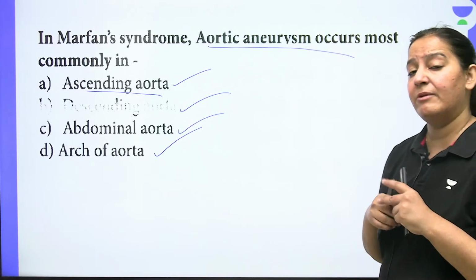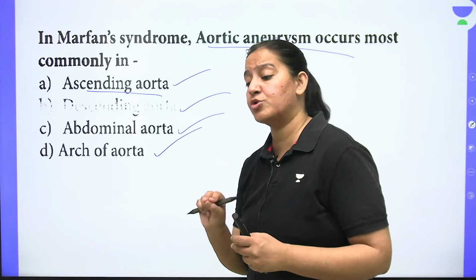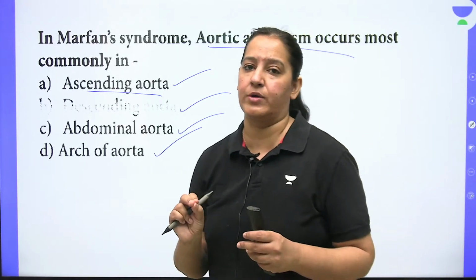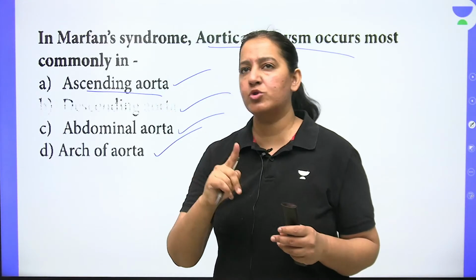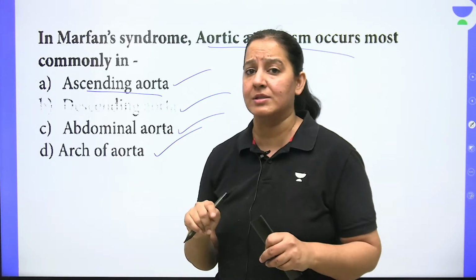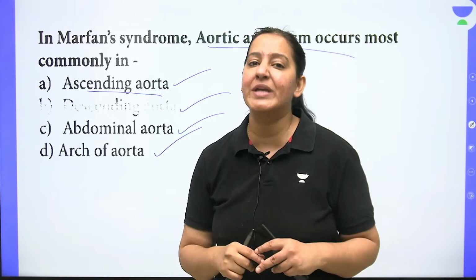The correct answer in that case will be atherosclerosis. Atherosclerosis is the most common cause of aneurysm in descending aorta, right? For ascending aorta, the most common cause is not Marfan. Marfan is one of the causes, but the most common cause will be syphilis, luetic aneurysm.